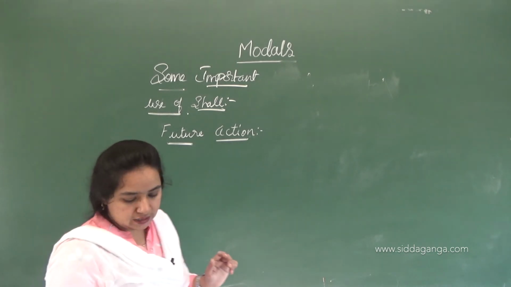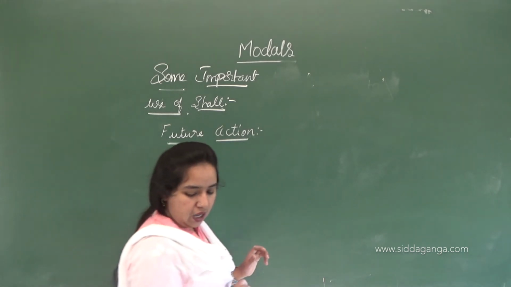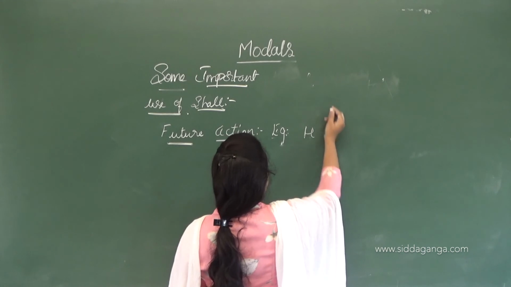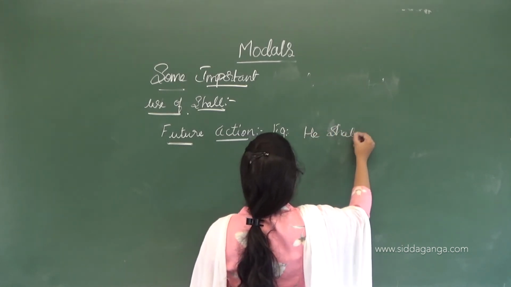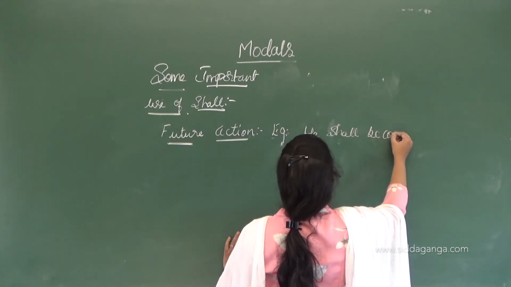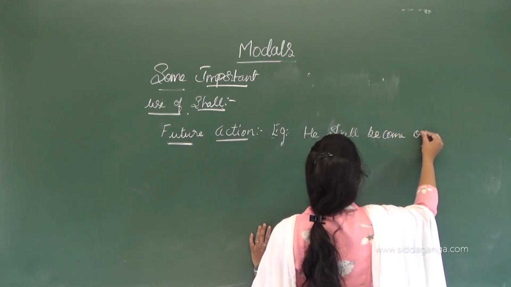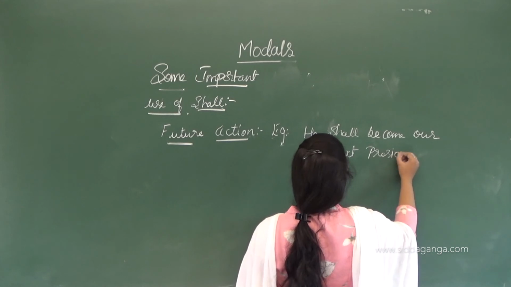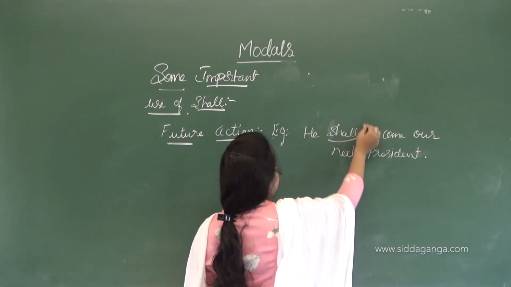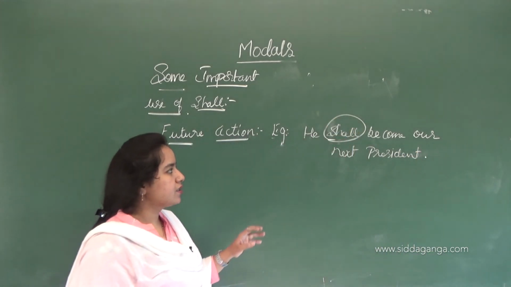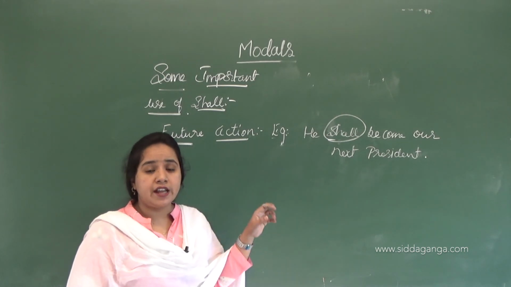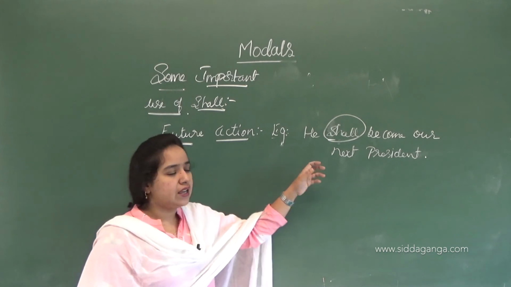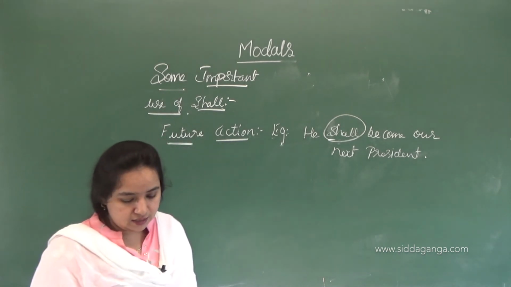Future action. Here the example is, he shall become our next president. Shall is used in this sentence. It expresses the future action. So shall is utilized in this sentence. Then the next is promise.